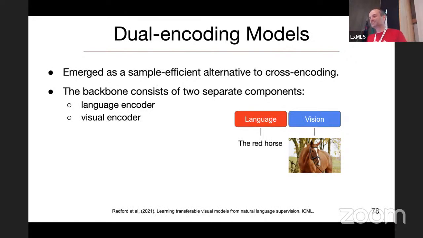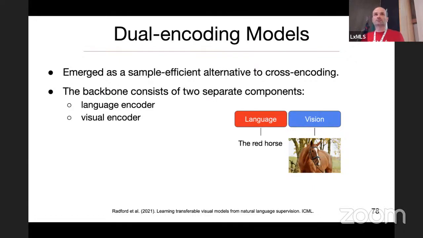So the dual encoding models have emerged as what is claimed to be a sample efficient alternative to cross encoding. In the dual encoding framework, we typically have a backbone where the language encoder and the vision encoder are separate and they do not interact with each other.